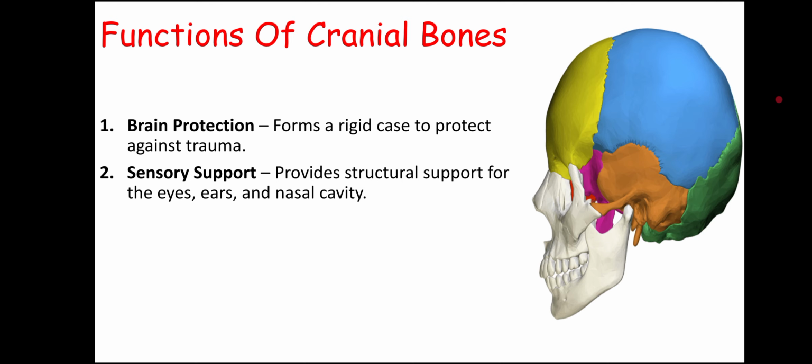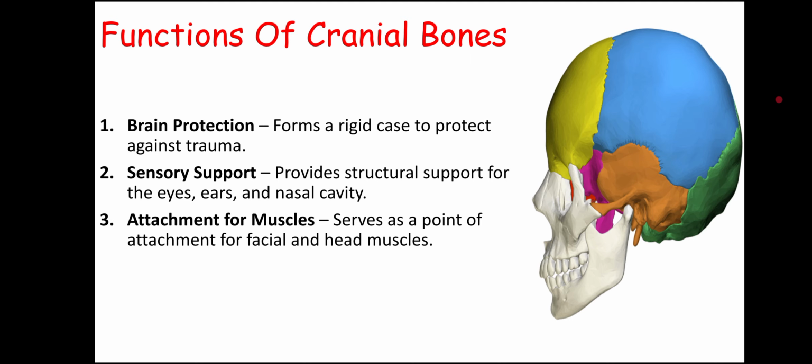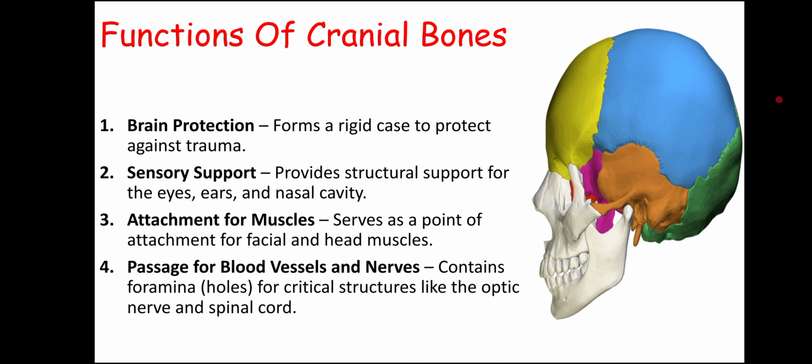The next function of cranial bones is sensory support, as it provides structural support for the eyes, ears, and nasal cavity. The next function of cranial bone is attachment for muscles, as it serves as a point of attachment for facial and head muscles. And it also serves as a passage for blood vessels and nerves. It has foramina, that are basically holes for critical structures like the optic nerve, spinal cord, and other nerves and vessels that help to pass the blood vessels and nerves to and from the brain.